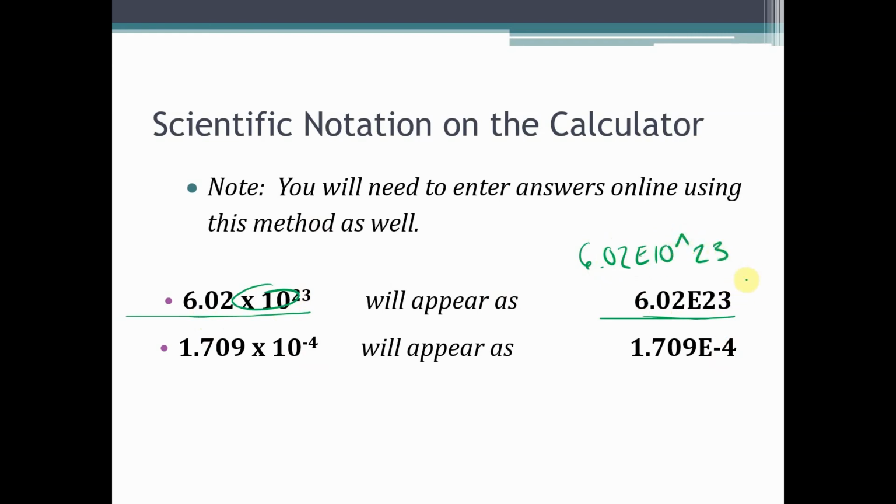This is something that people have a tendency to do, and it's, oh my gosh, it's so wrong. Please don't do this. This is saving you so much time. You just have to write the coefficient, and then the E, and then the exponent. That's it. No extra keystrokes.